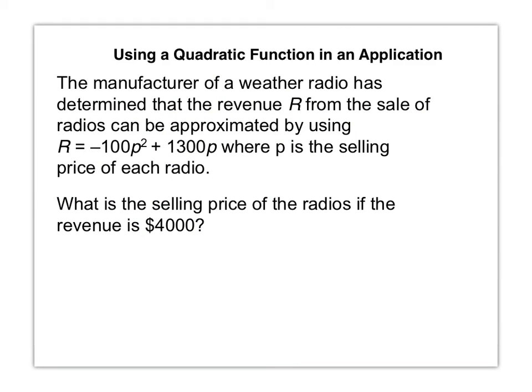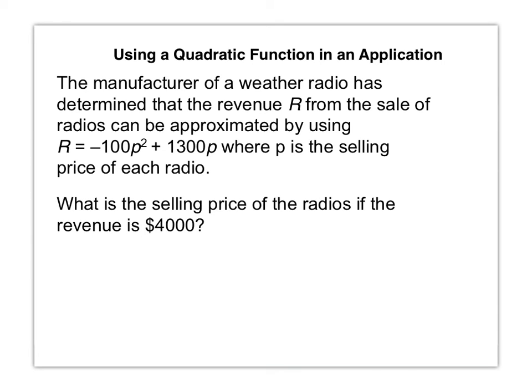Using a quadratic function in an application, the manufacturer of a weather radio has determined that the revenue R from the sale of radios can be approximated by using R equals -100p squared plus 1300p, where p is the selling price of each radio. What is the selling price of the radios if the revenue is equal to 4,000?